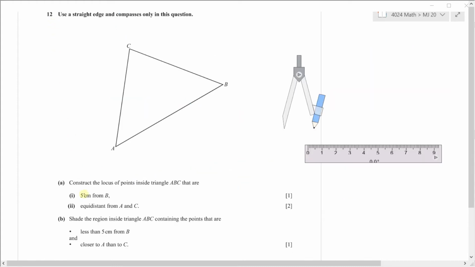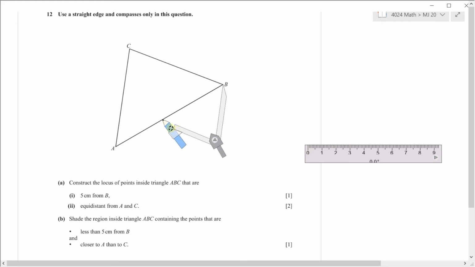Question number 12, part A is construct the locus of points inside the triangle ABC. First you have to draw the locus of points that are 5 centimeters from B. So that means you have to draw an arc of radius 5 centimeters centered at this point B. So I'll use my compass here and open it up till 5 centimeters and then center it at B. Since we are only interested in locus of points inside the triangle, I'll draw my arc inside the triangle only.